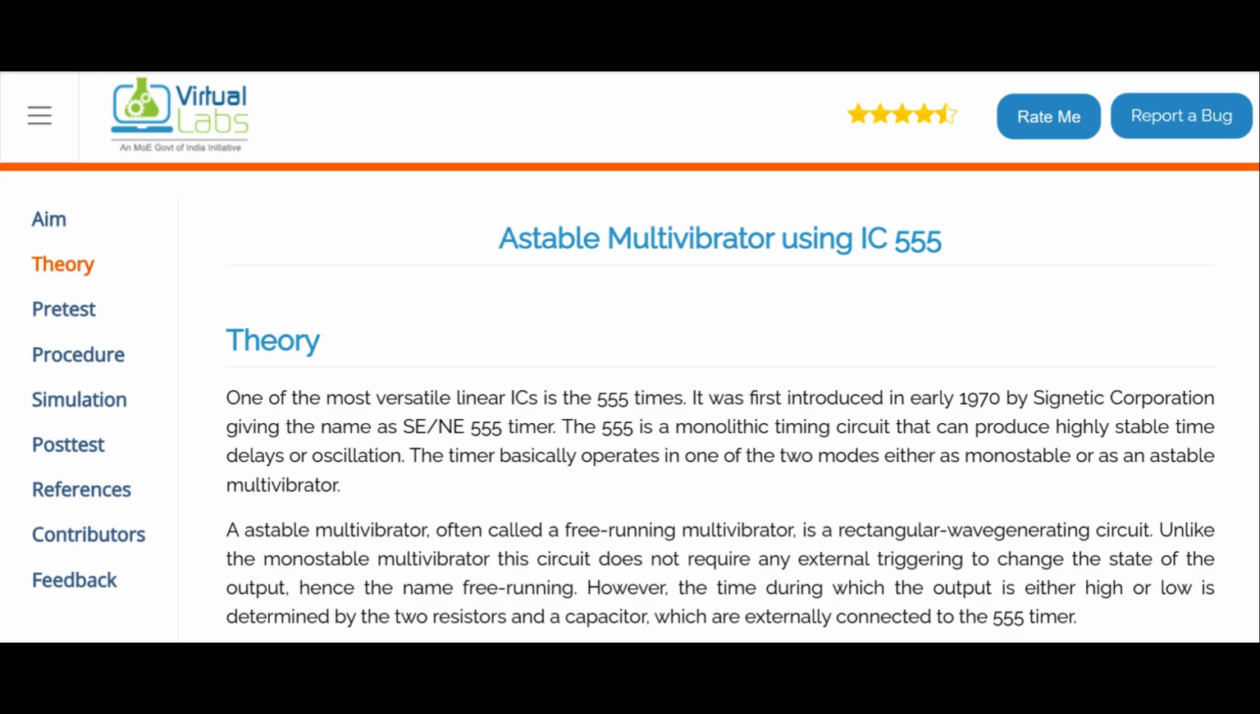Theory. One of the most versatile linear ICs is the 555 timer. It was first introduced in early 1970 by Signetic Corporation, giving the name as SE/NE555 timer. The 555 is a monolithic timing circuit that can produce highly stable time delays or oscillation. The timer basically operates in one of the two modes, either as monostable or as an astable multivibrator.